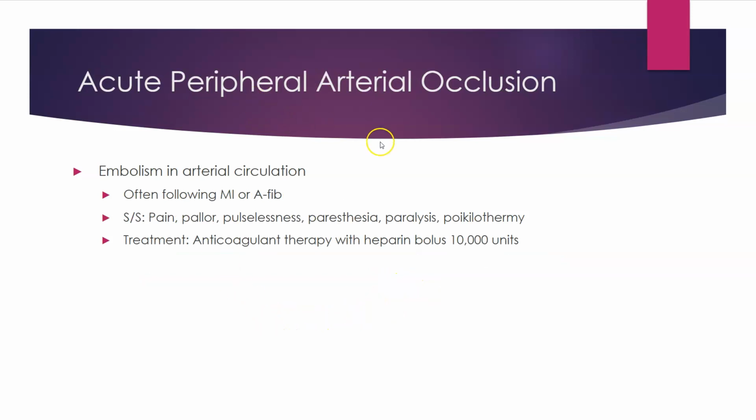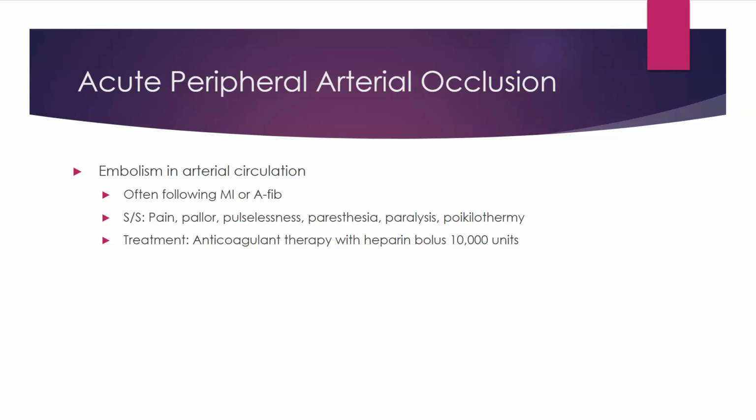So you can get an acute form of this with embolism, and that could be caused by a couple of different things, but could be following an MI or AFib. So you're going to see pain, pallor, pulselessness, paresthesia. So all your five P's of pain related to CMS. So make sure that you're watching for those things.